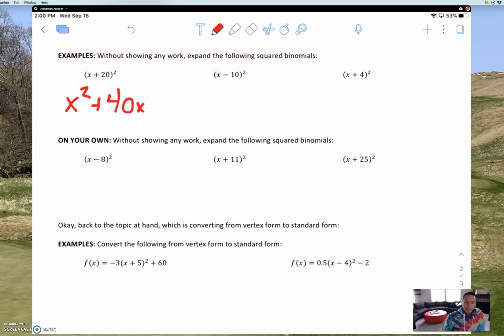And if you take 20 times 20, that would be plus 400. So that's how quickly and easily we should be able to do it. Let's take the next one. We start with x squared.